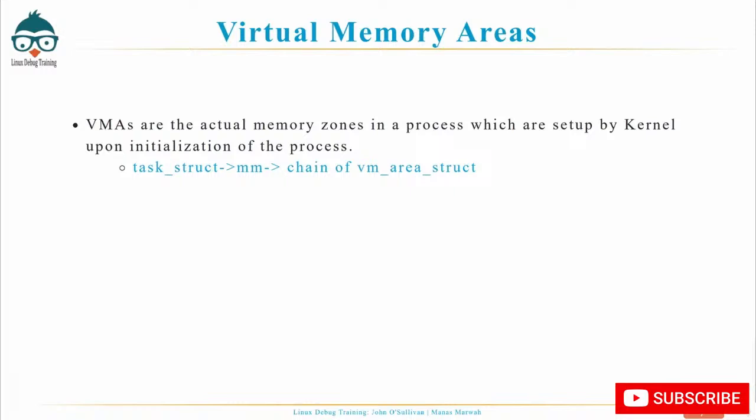As we saw in the previous slide, VMAs, or virtual memory areas, are memory zones set up by the kernel when it initializes a process.